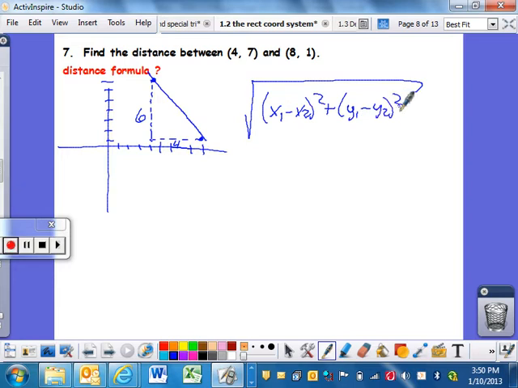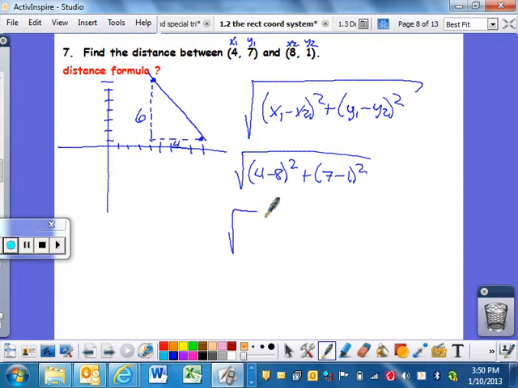You subtract the 2. So if I say that this is x1, y1, x2, y2, you can just dump it in. So the square root of 4 minus 8 squared, and then 7 minus 1 squared. This is just writing it all out. What is negative 4 squared? Negative 4 squared would be 16 plus, what is 6 squared? That's 36. So I get the square root of 52.